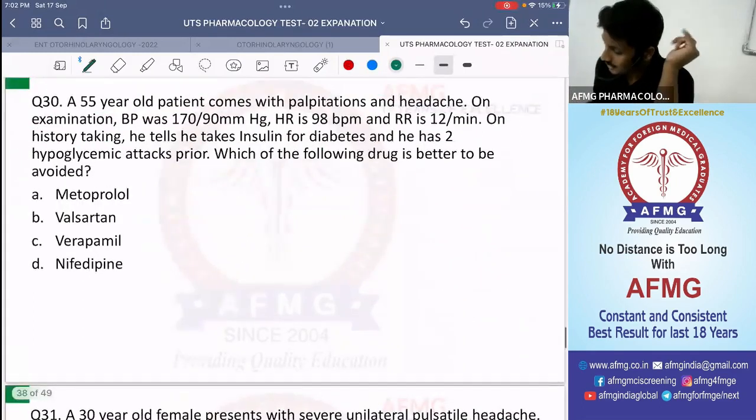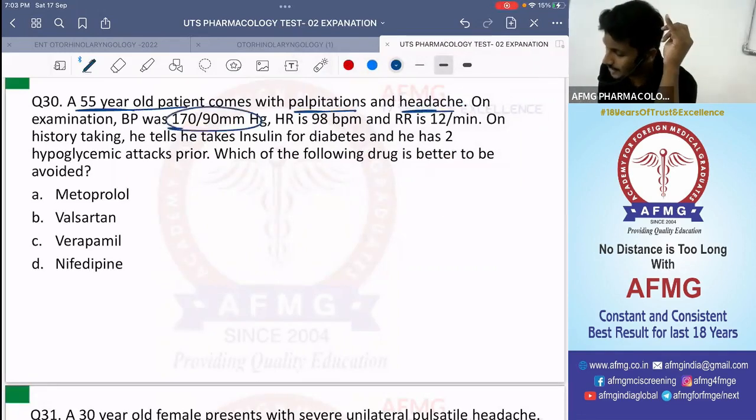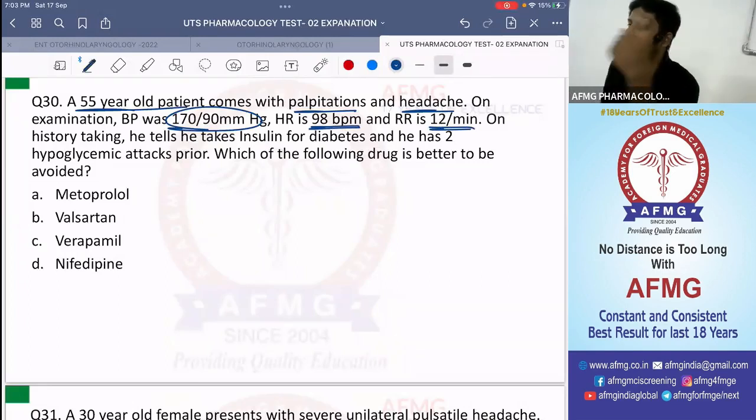Question number 30. A 55-year-old patient comes with palpitations and headache. On examination, the blood pressure was 170 by 90 mm of Hg. Heart rate is 98 beats per minute and respiratory rate is 12 per minute. That is on the lower side at least. Not completely low because 12 to 20 is fine, but on the lower side. Okay, blood pressure is high.